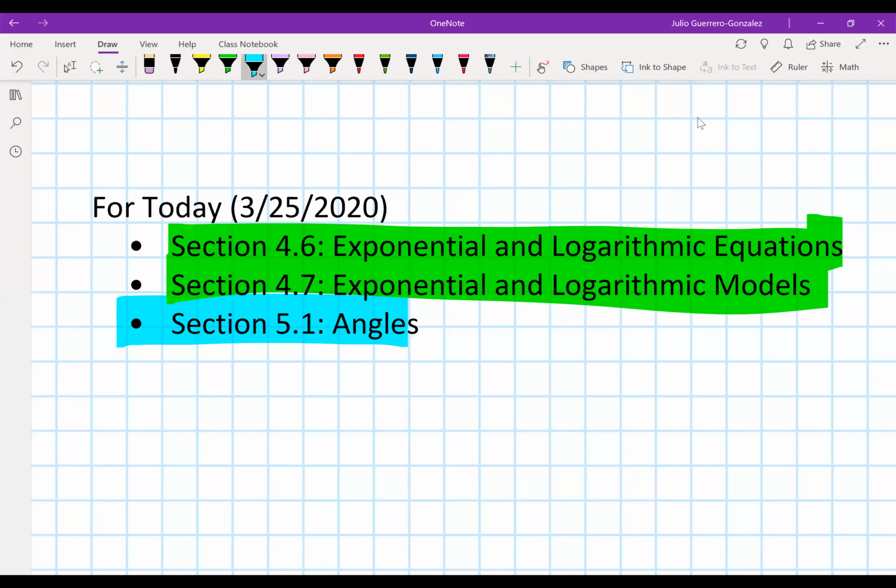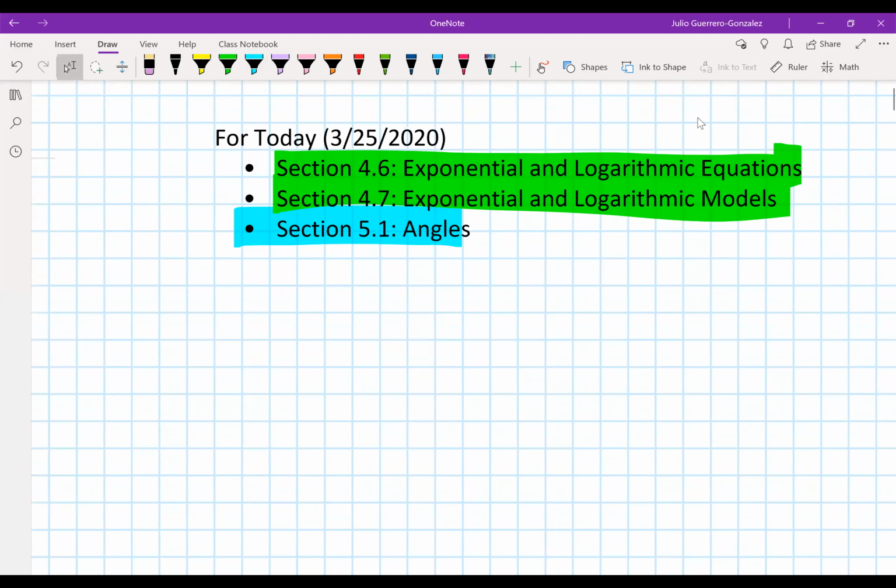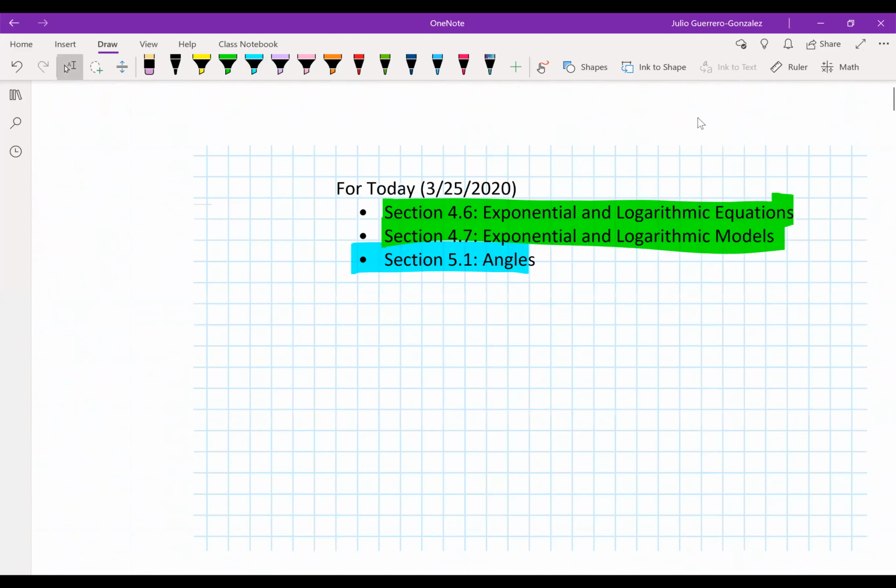Boom. Okay. So like I said just now, we're going to finish up exponentials and logarithms with these two short sections. And then we will start actual trigonometry, which we will start with sort of the study of angles. So there's not too many people in here today.